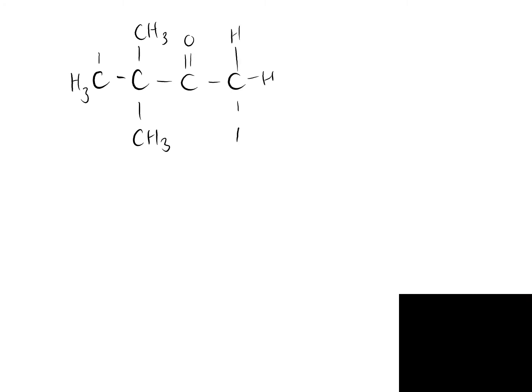There we go, something like this. Okay, so looking at this then, we want the functional group, the carbonyl group, on the smallest number of carbons. So we're going to count 1, 2, 3, 4. Okay, so this is going to be butan-2-one.